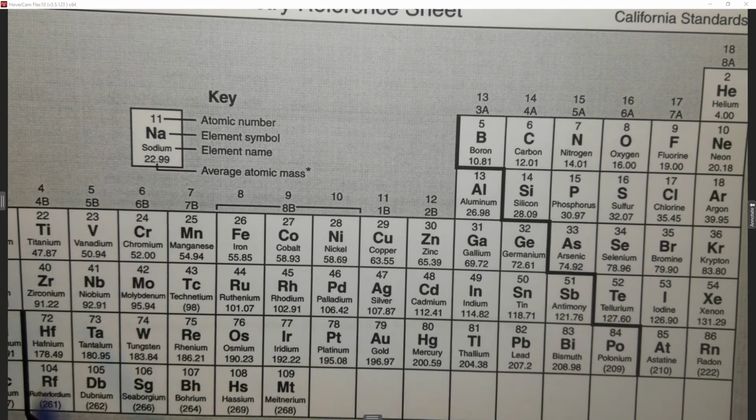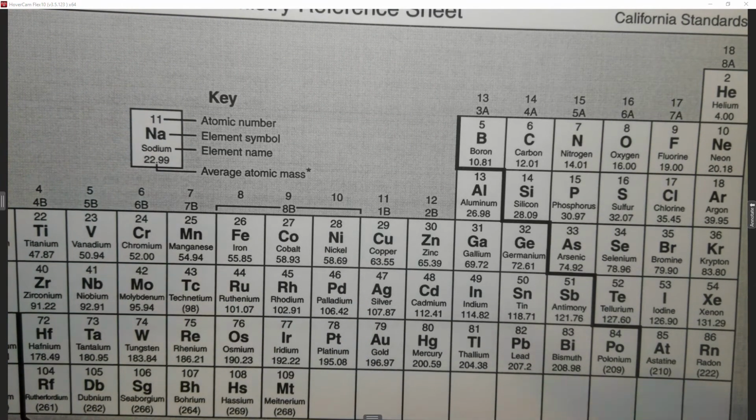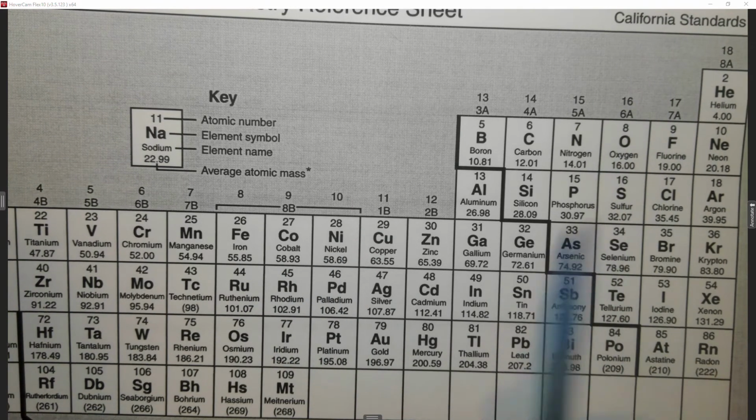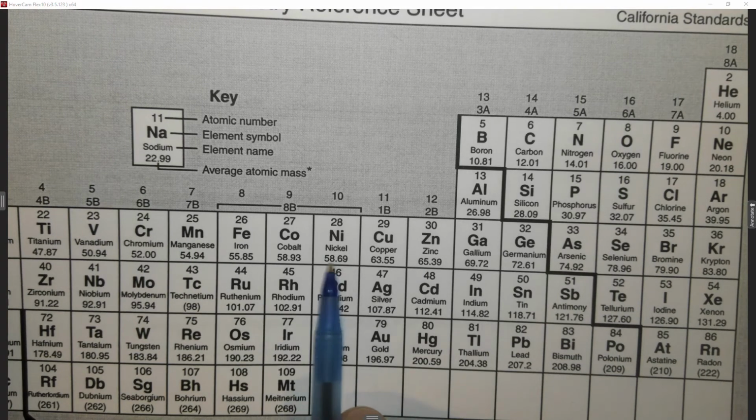Oftentimes, you could be searching around for these a little bit when you're first starting out, but as you do it more and more, you get familiar with where they are. Maybe not so much nickel, but stuff like oxygen and chlorine and so on and so forth. But in this case, we need nickel.